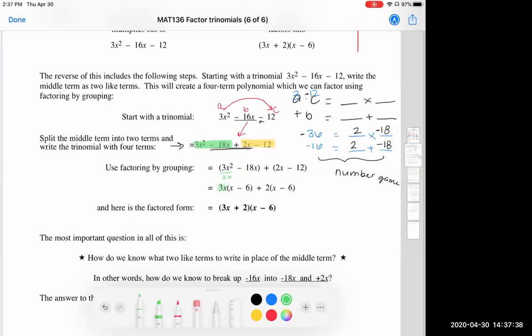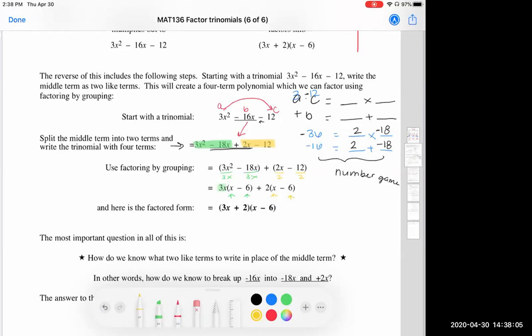Divided by 3x, divided by 3x. 3x squared divided by 3x, we're just left with x. 18x divided by 3x, we get 6. Don't forget your negative. For our last two, we can divide out a 2. 2x divided by 2 gives me x. 12 divided by 2, we get negative 6.